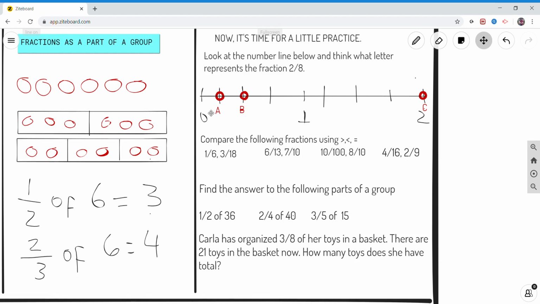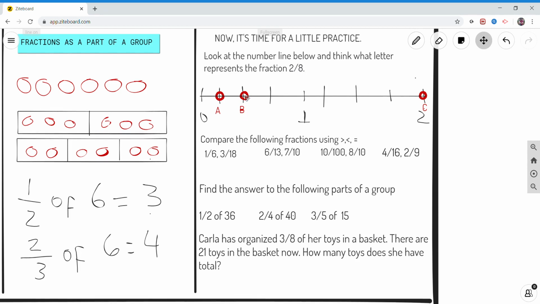If you look at the number line from 0 to 1, it's 1 whole. That whole is split in 1, 2, 3, 4 equal parts, which means each one of these parts is 1/4. 1/4, 2/4, 3/4, and then 4/4 will give me a whole. And you're probably thinking, I'm looking for 2/8, not 1/4. If you remember the explanation of equivalent fractions, 1/4 is the same quantity as 2/8.